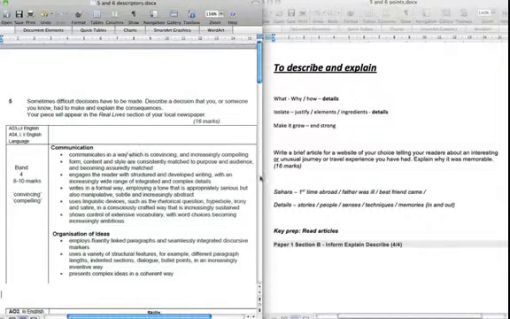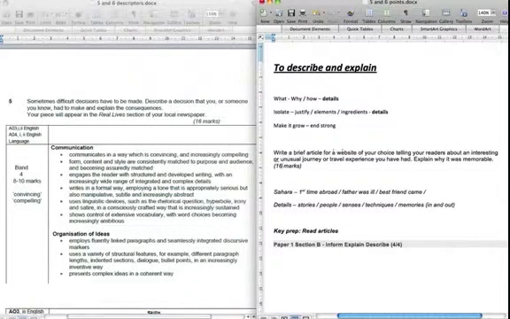Here's a question. Write a brief article for a website of your choice telling your readers about an interesting or unusual journey or travel experience you've had, and explain why it was memorable. If we take this what, why, how, and then details approach, first of all we're thinking, okay, what was it? Well, I went to the Sahara. That was the first time I went to the Sahara.